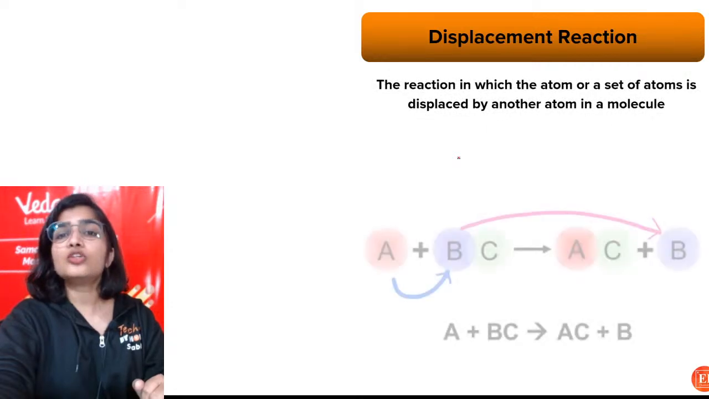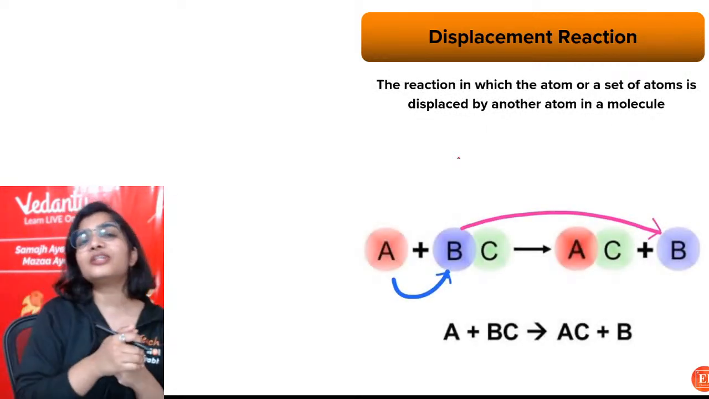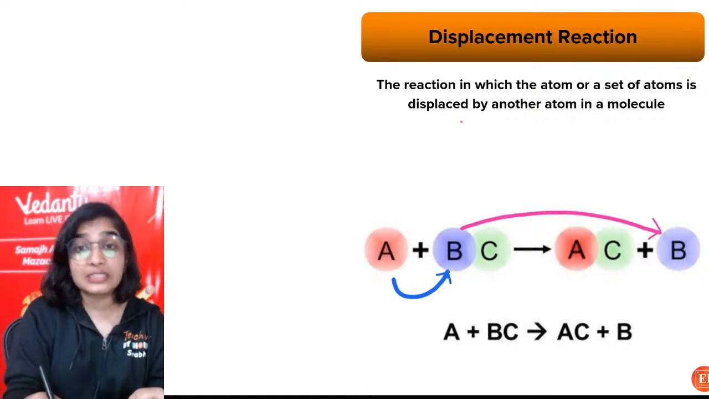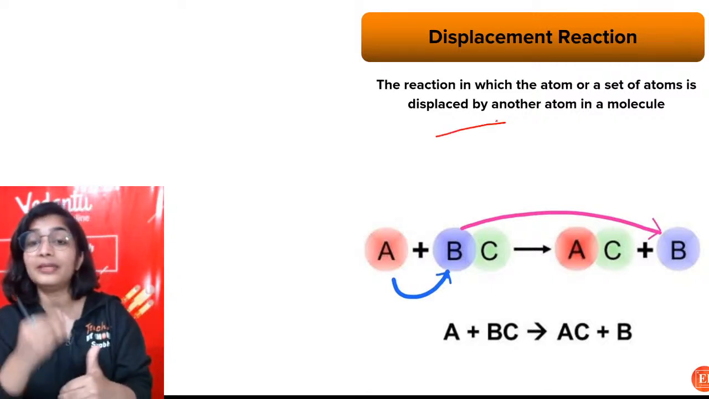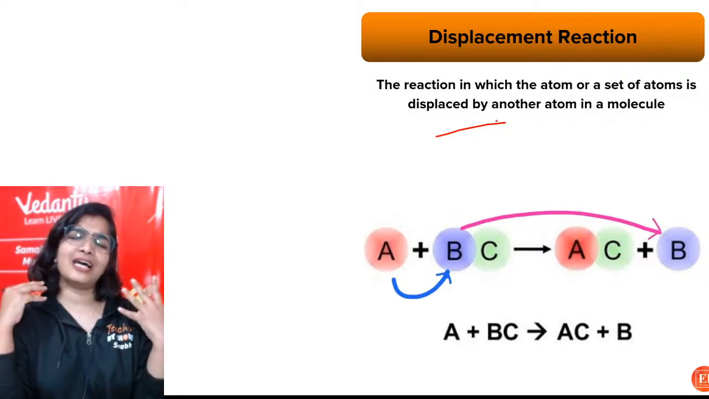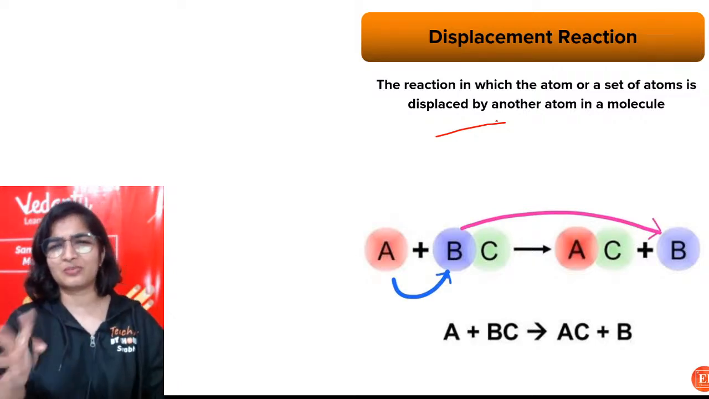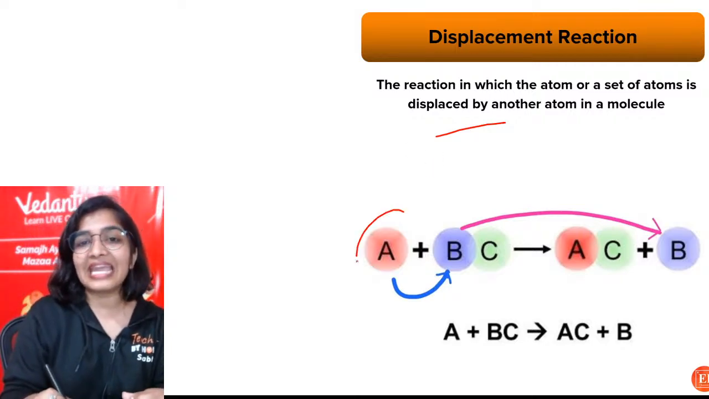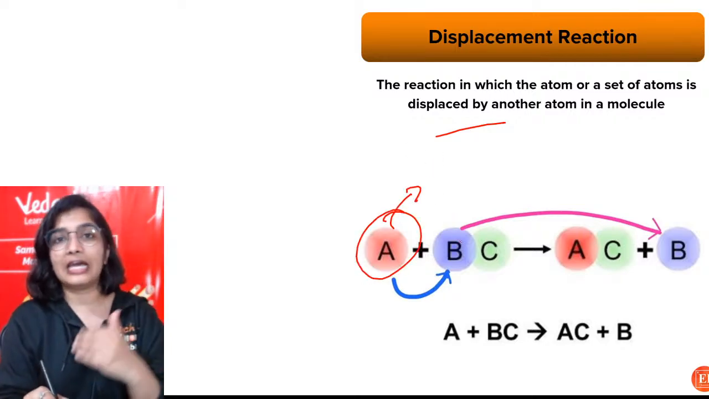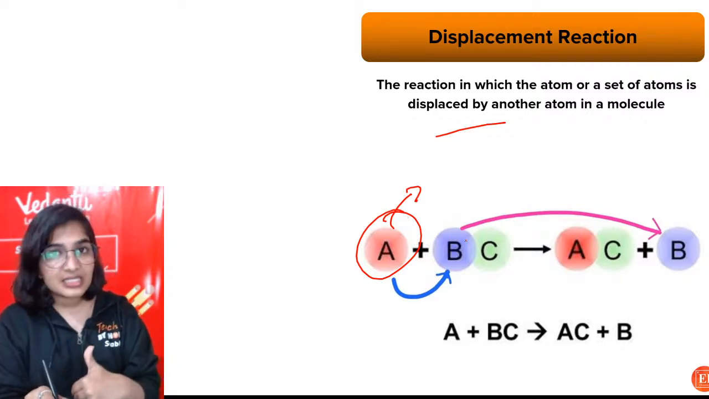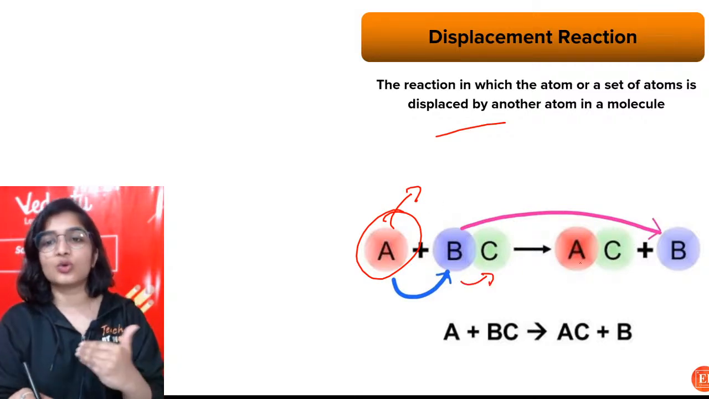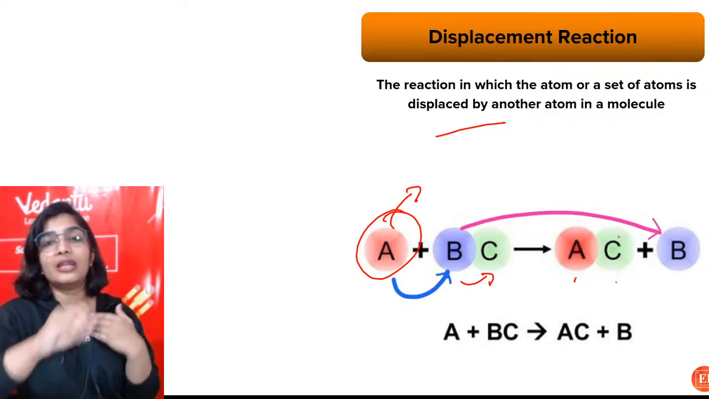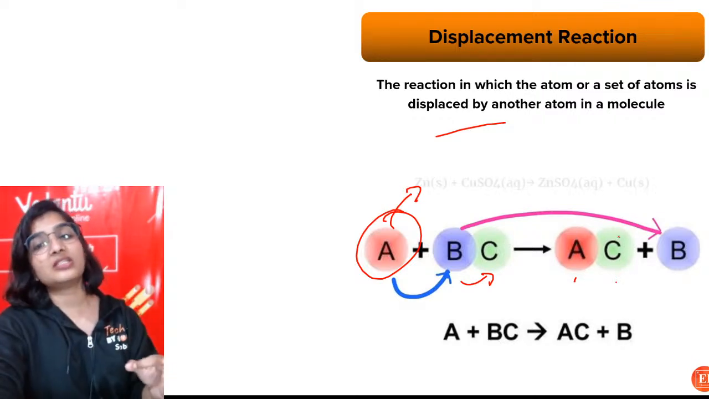Okay. Displacement reaction is the reaction in which an atom or a set of atoms is displaced by another atom in a molecule. This we have studied n number of times, even in metallurgy. So what happens if A is more reactive than B? It displaces B from its solution. So you will get a new product, that is AC plus B. So this is called a single displacement reaction.